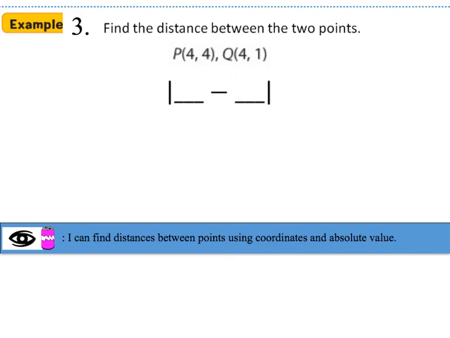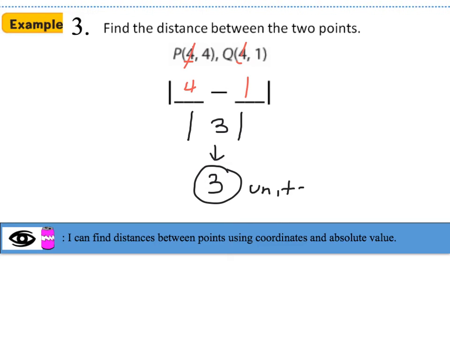So let's take a look at this. Notice that the X coordinates are the same, so I'm going to ignore the X coordinates. And I'm going to take the absolute value and subtract 4 minus 1. So 4 minus 1 inside the absolute value sign becomes 3. And the absolute value of 3 is just equal to 3. So the distance between P and Q is 3 units.